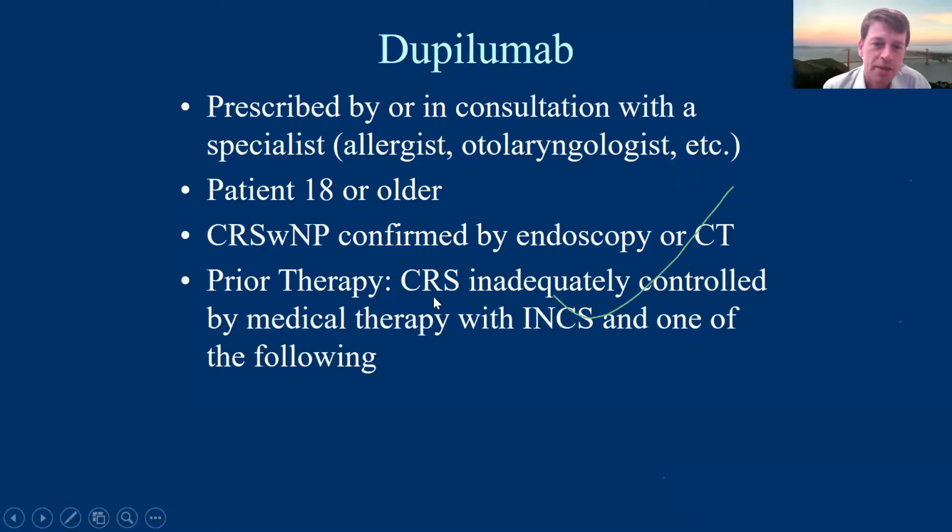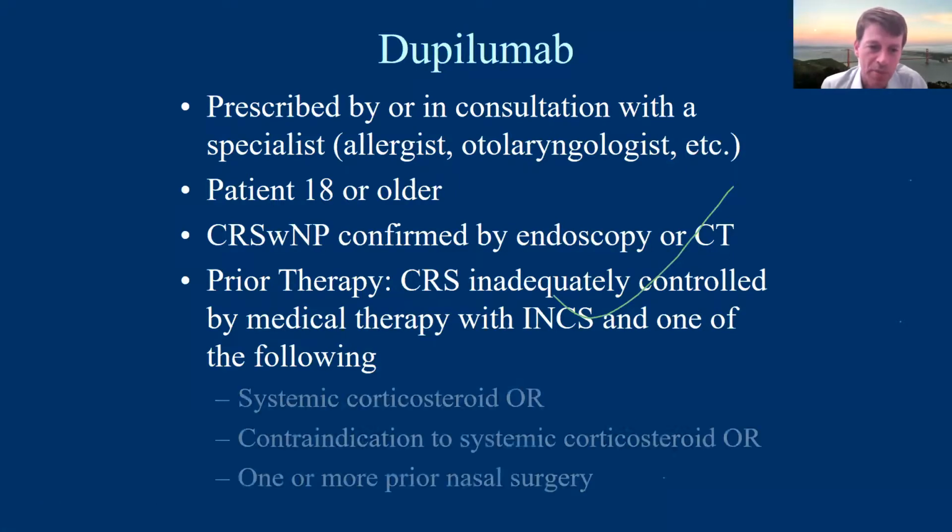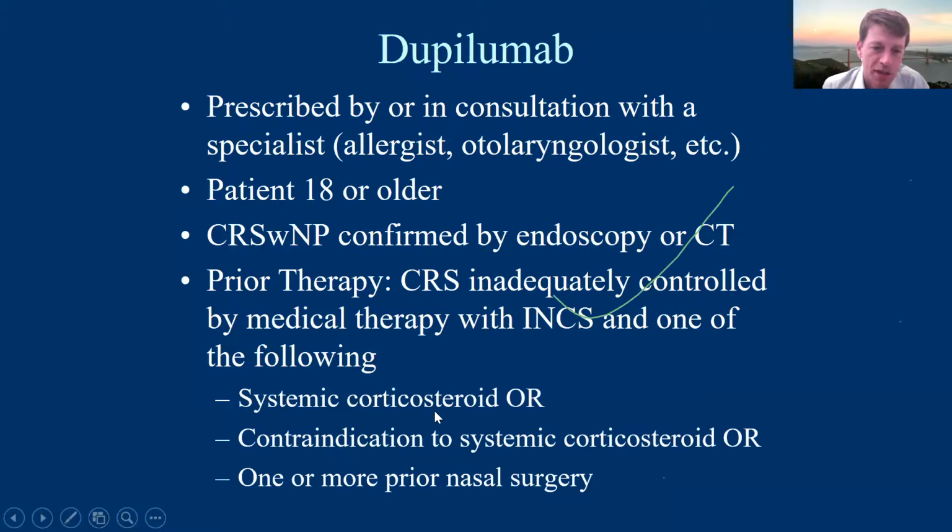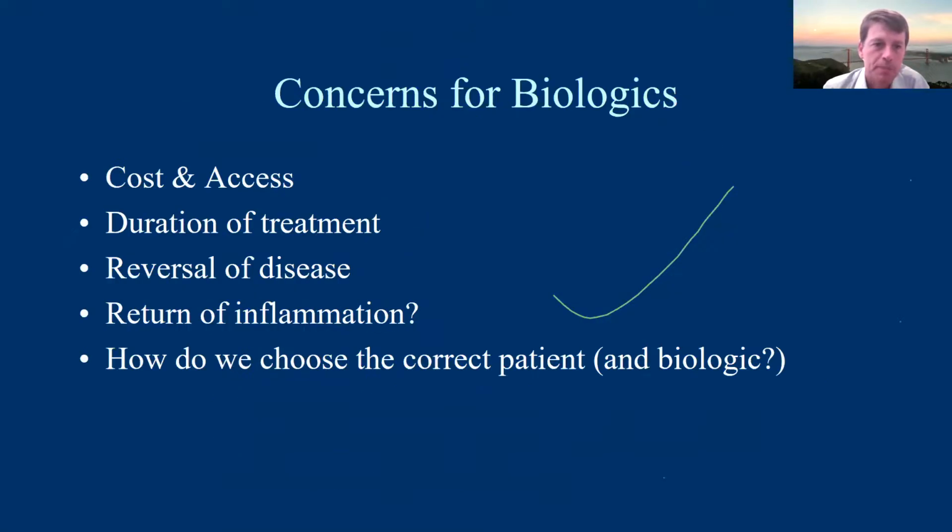Their sinus disease has to be inadequately controlled by medical therapy with intranasal corticosteroids and either one of the following: nasal steroid spray plus systemic corticosteroids, or contraindication to systemic corticosteroids, or they have to have had prior surgery. Most of the patients who I consider for this treatment have both had prior surgery and have had at least short courses of systemic corticosteroids without prolonged improvements or the ability to maintain improvement with topical treatment after that.